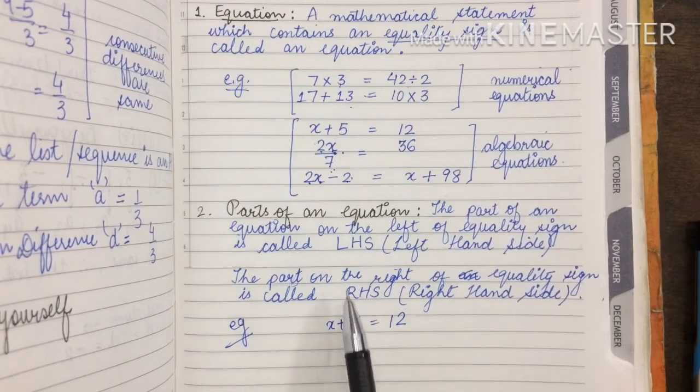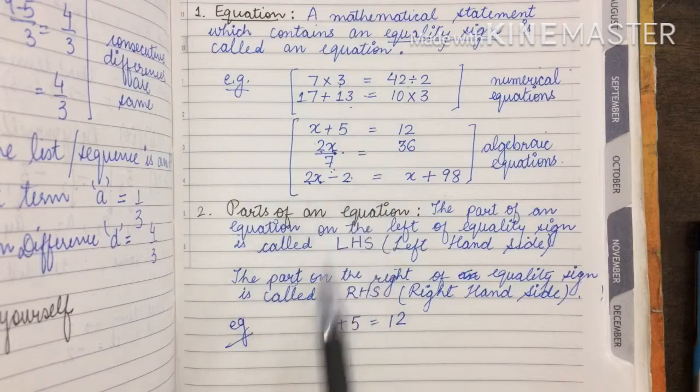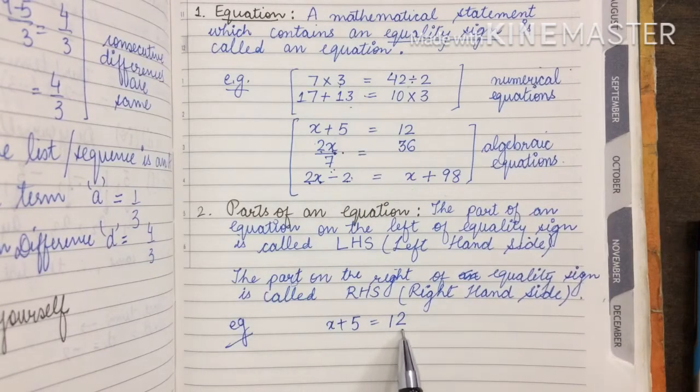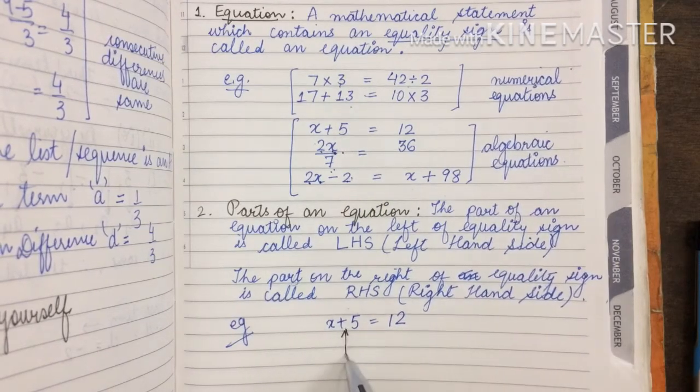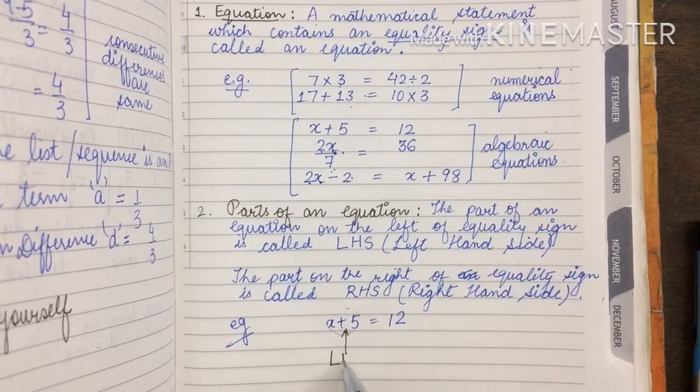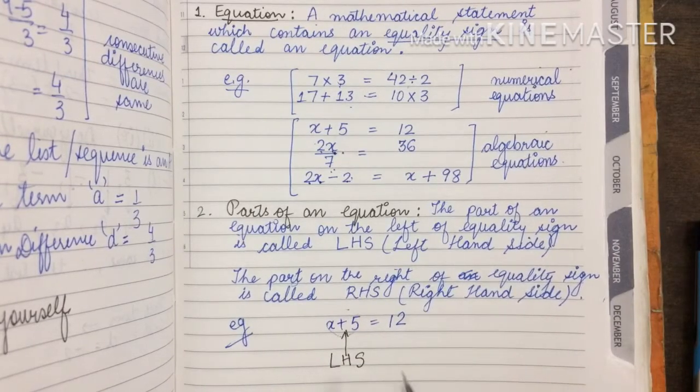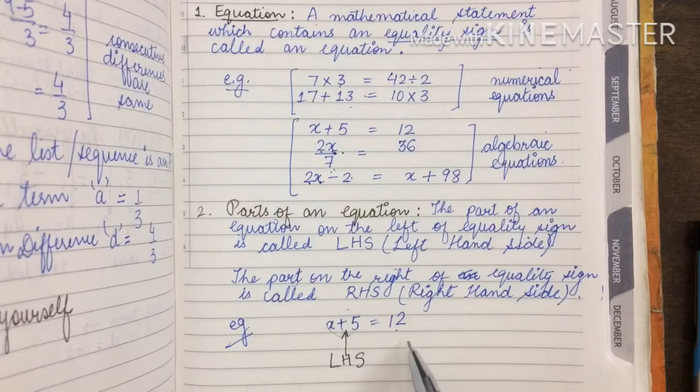So if we take an example, I have taken the example from the previous ones, x plus 5 equals 12. This is on the left of equals to. This will be called left hand side. 12 is on the right of the equality sign. This will be called RHS.